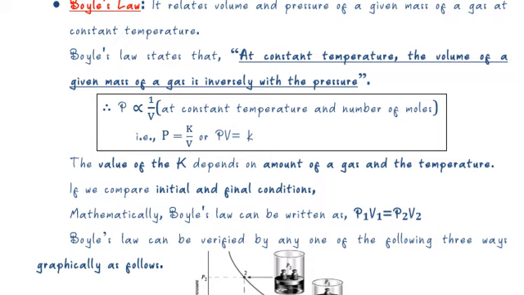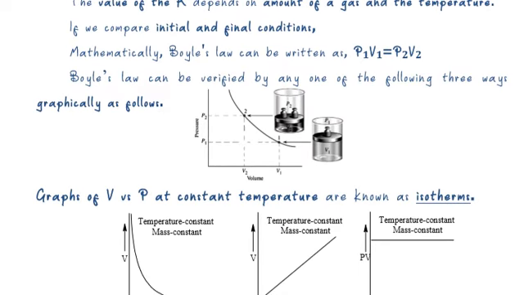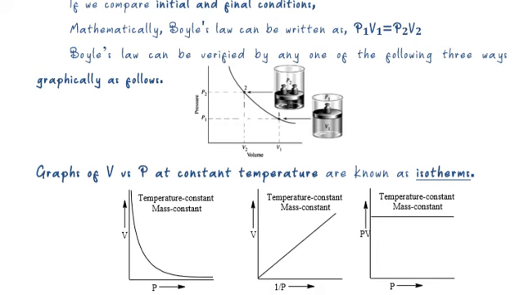So first of all, let me show you graphically as follows. You can just see this, right? The graph of volume versus pressure at constant temperature is also known as an isotherm. What is it known as? Isotherm.